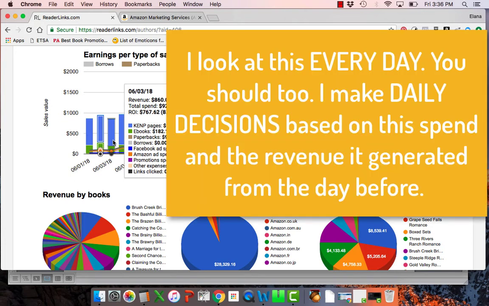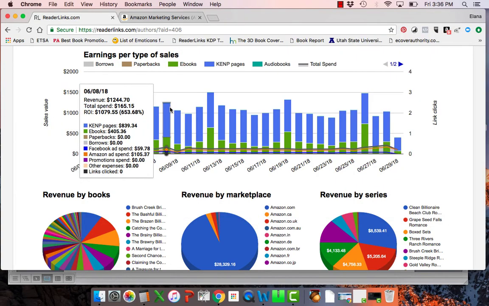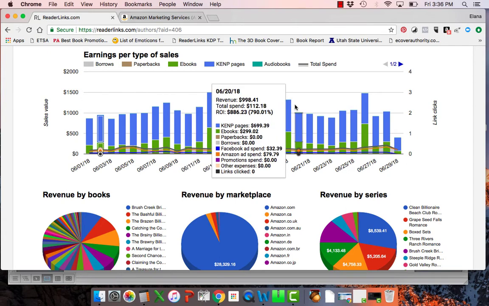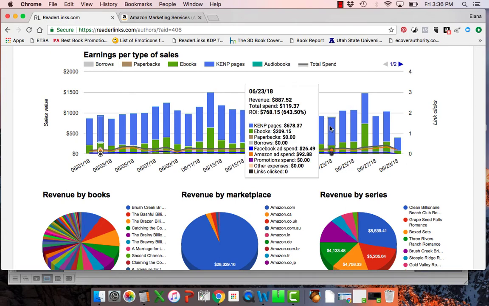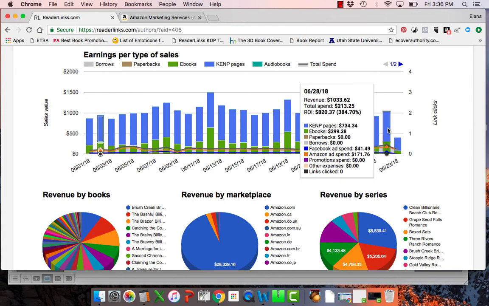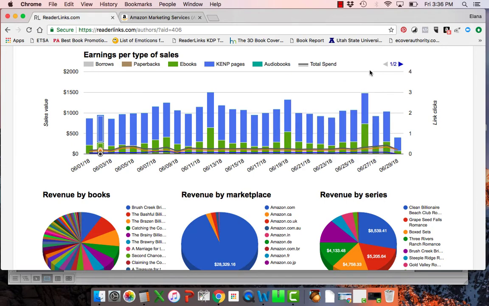Typically, I'll go back and I'll look, or I already know because I'm looking at it day by day, and I'll say, oh, yeah, that's a Sunday. Sundays are some of my lowest sales days. You'll see my numbers go up throughout the week and down on the weekend, and up throughout the week and down on the weekend. And so that's a trend that I can see in my income as time goes on. And so you can see that right here if you're using Reader Links. And so that's kind of cool.